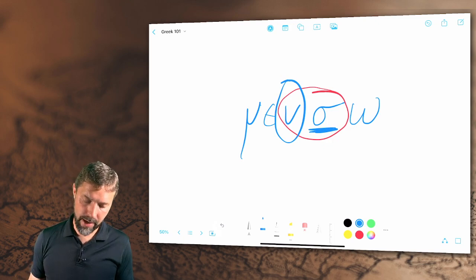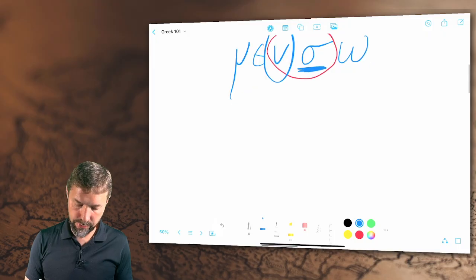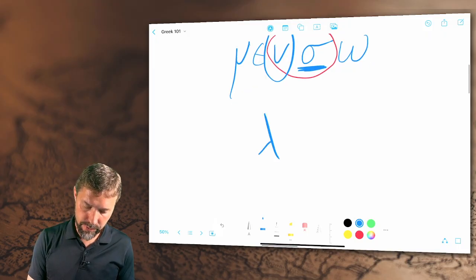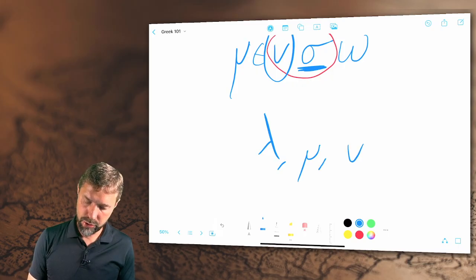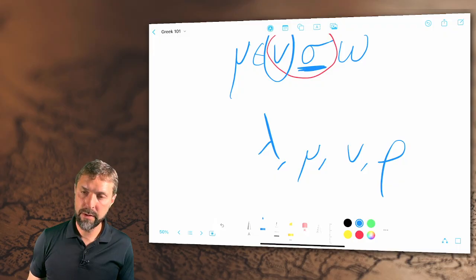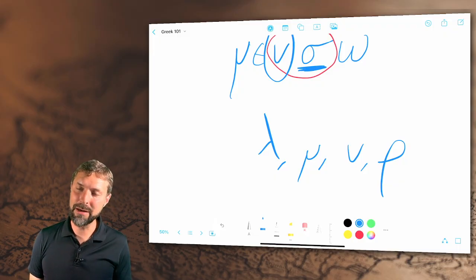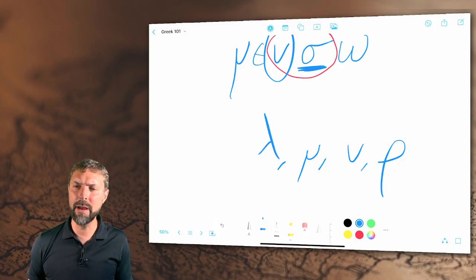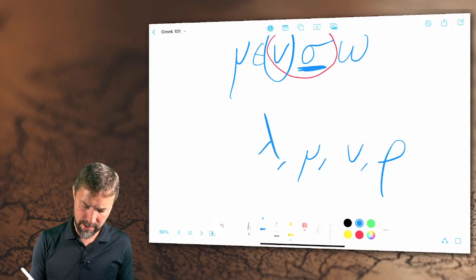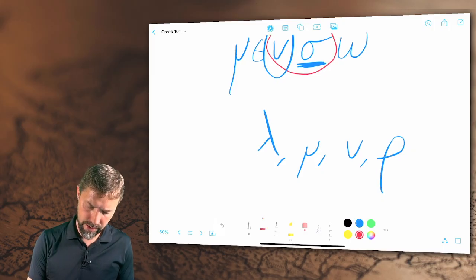Okay, now I have to, before I go on, tell you what the liquid consonants are. So these four consonants, lambda, mu, nu, and rho, are each liquid consonants. And just for your benefit in memorizing them, years ago I came up with my own mnemonic. So I just went through and I put in vowels here.